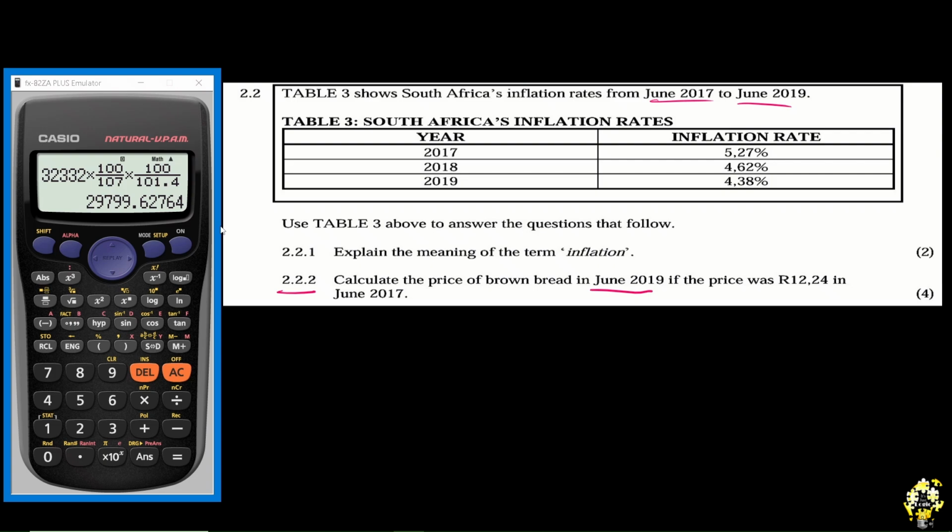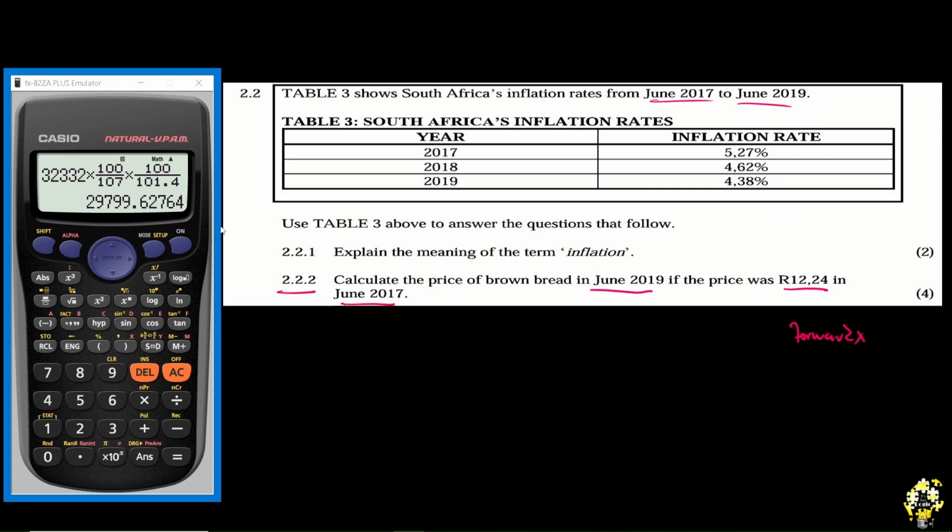If the price was, in June 2017, first question, ask yourself, where are we headed? Is it backward or forward? Well, the price in 2017 was 12 rand. What will the price be in June 2019? Because we've been given the price for 2017 and we want the price for 2019, we can already tell that we are going forward.